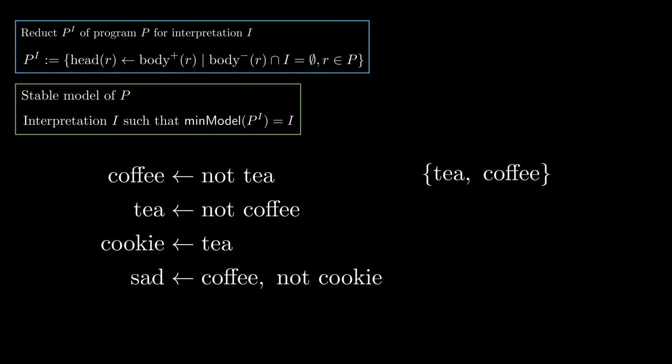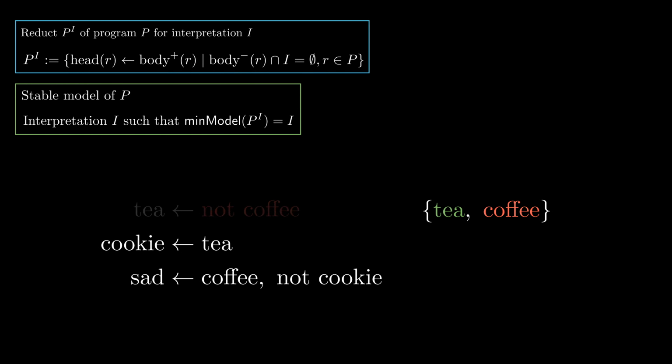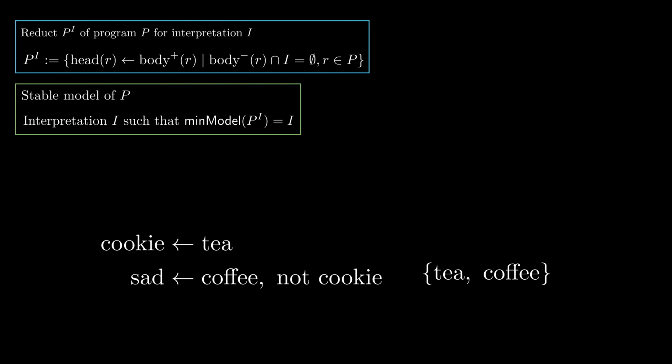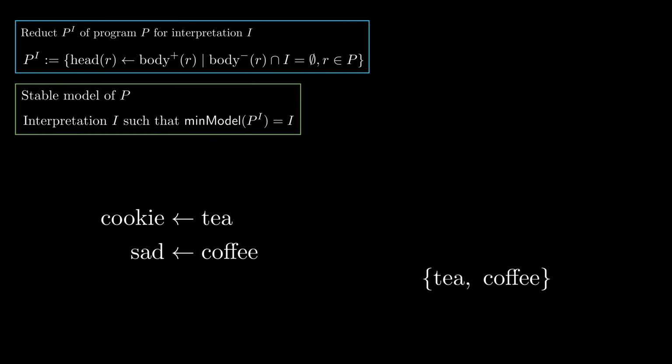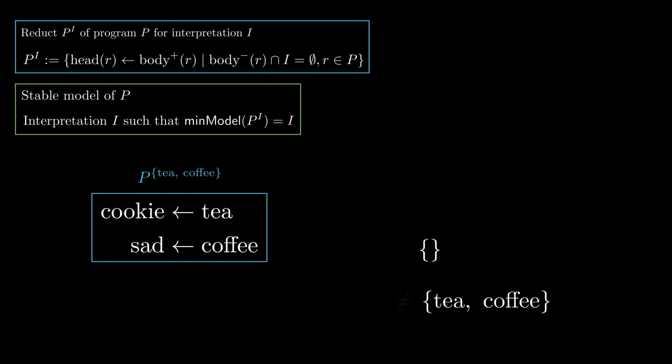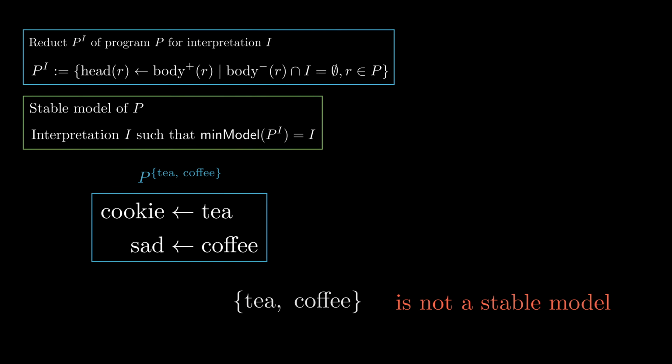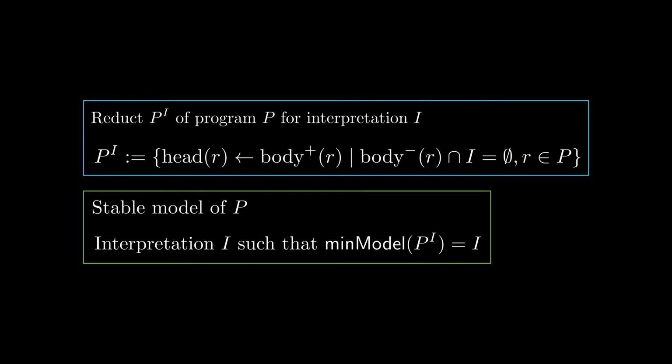What about tea and coffee? So again, let's first get rid of rules and negations that should not be applied to deduce tea and coffee. Here is the reduct, let's see its minimal model now. And there it is. It is not the same as our starting interpretation tea and coffee. So tea and coffee is not a stable model. It all makes sense. We now have a nice notion at hand. An interpretation I is a stable model of a program P if it is a minimal model of the reduct of P with respect to I.